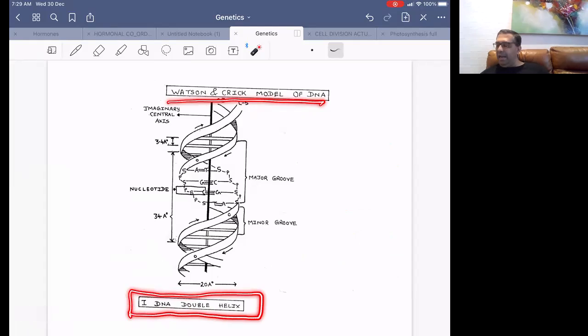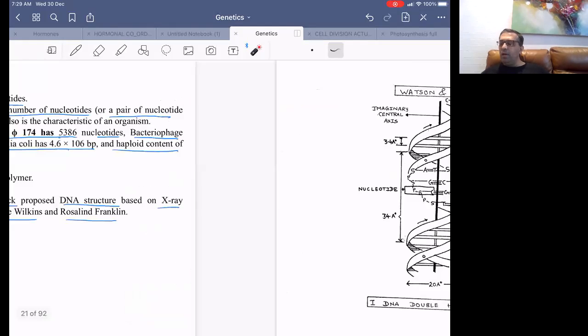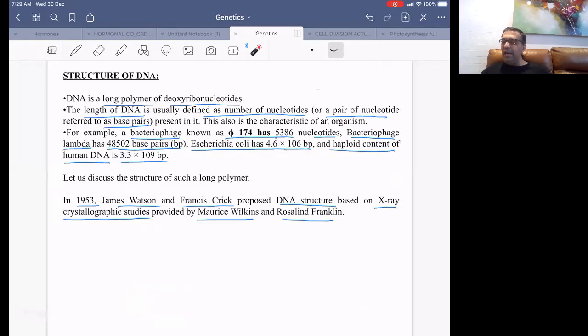That is a double helix model consisting of two threads which are parallel to each other and are spirally twisted around each other. So, two threads parallel to each other and spirally twisted around each other, which is called the DNA double helix. First, let's see a little about the DNA.